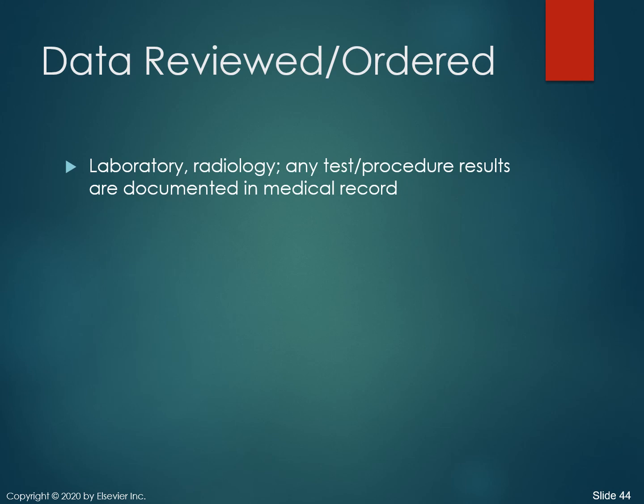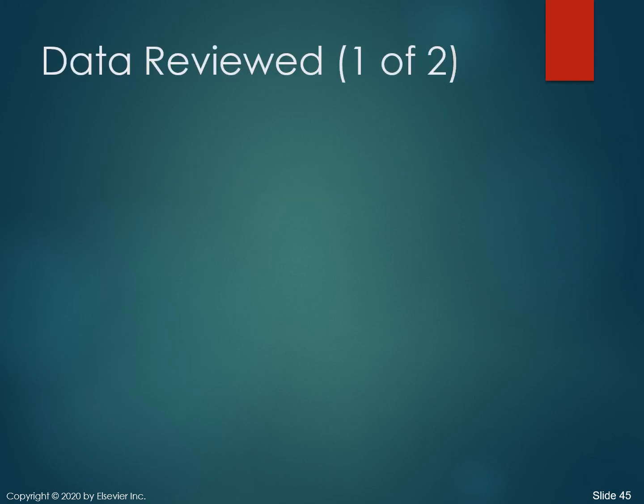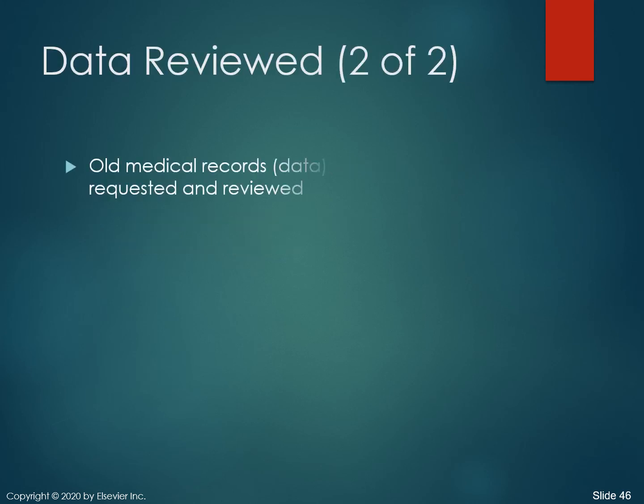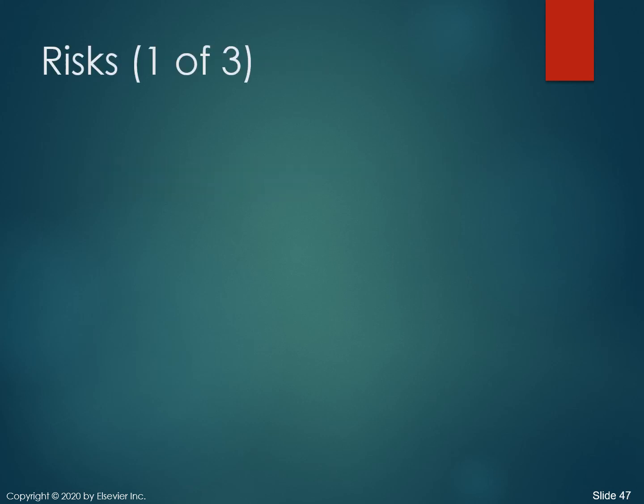So data to be reviewed in any of these cases would be, what is the data? Well, laboratory, radiology, any test or procedure that the doctor is ordering, or results documented in the medical record. That's all stuff that the doctor needs to take a look at and review. Review of results should be documented in the medical record. Maybe the doctor writes hemoglobin is within normal limits, troponin negative. That means the doctor reviewed that information. Old medical records from other physicians may be reviewed as well.